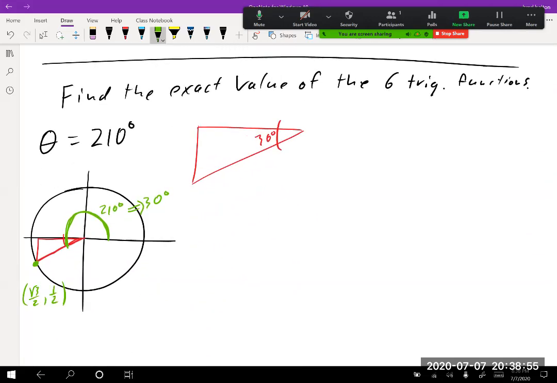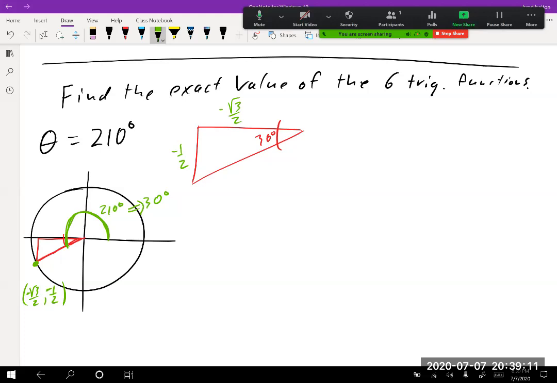And all I have to figure out is which one's negative. Well, if we're in quadrant 3, they're both negative. Okay. So then when I go to do my trig functions, I now have my X coordinate is negative square root 3 over 2, and my Y coordinate is negative 1/2.